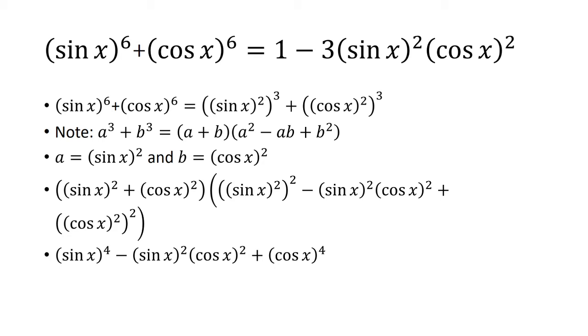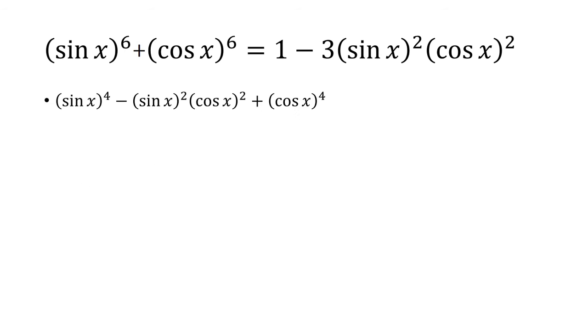Now sine squared plus cosine squared is 1, so that goes away. And then we'll replace sine squared squared and cosine squared squared with sine to the 4th and cosine to the 4th. Okay, so now we have sine to the 4th minus sine squared times cosine squared plus cosine to the 4th.